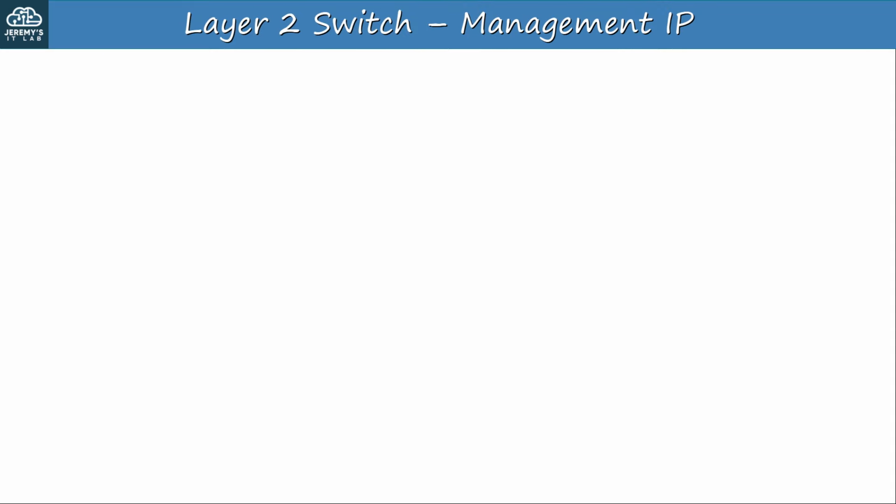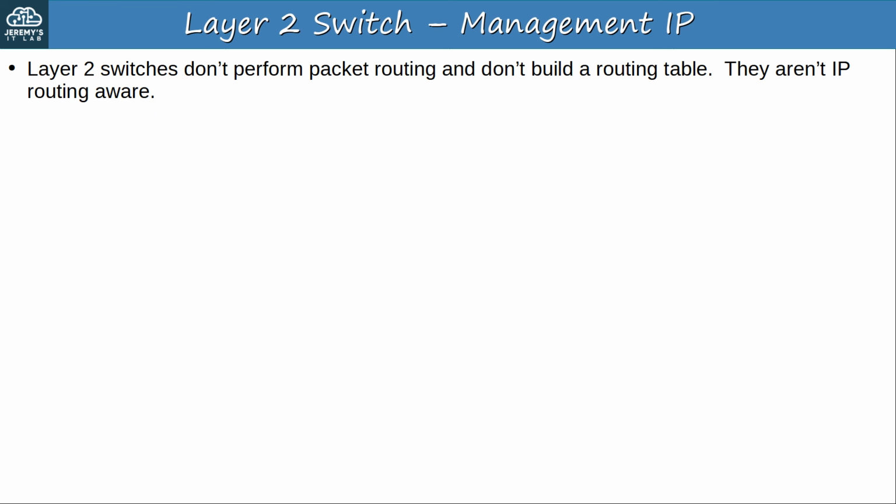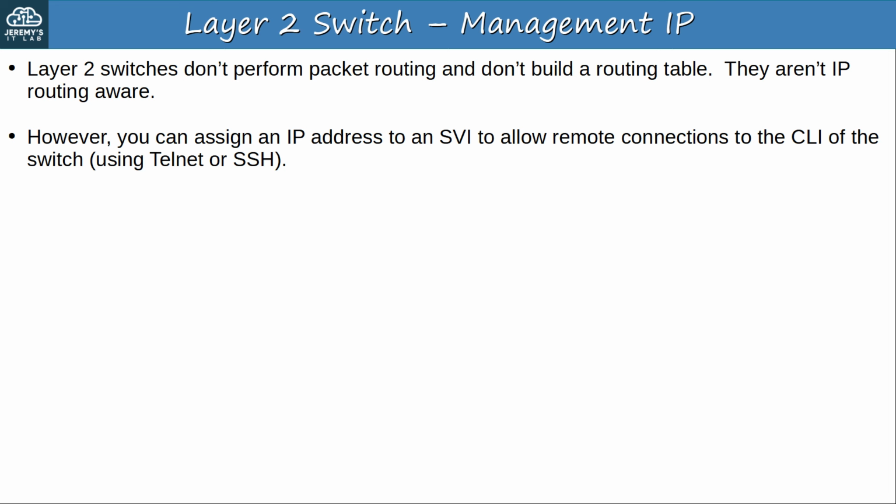Now let's move on to remote management of devices. Routers and layer 3 switches have IP addresses you can use to connect remotely to manage the devices. But what about layer 2 switches? Layer 2 switches don't perform packet routing and don't build a routing table. They aren't IP routing aware. Their purpose is simply to forward frames in the LAN, as you already know. However, you can actually assign an IP address to an SVI, a switch virtual interface, to allow remote connections to the CLI of the switch, for example using Telnet or SSH.